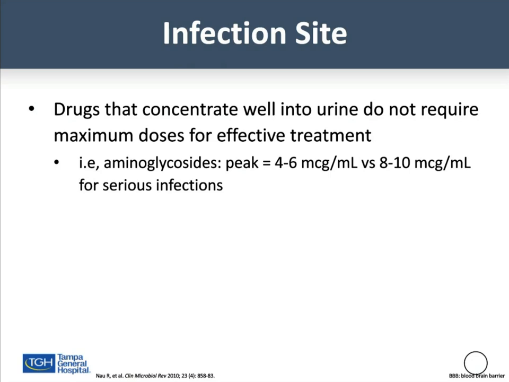You don't need to be shooting for aminoglycoside peaks of 12 to 15 when aminoglycosides at baseline concentrate in the urine so well. So when you look at different dosing algorithms, different dosing guidelines, you'll see that the peak targets for aminoglycosides, gentamicin and tobramycin, for example, are going to be lower than for a systemic infection. That's just because these drugs concentrate into that area of the body so well that you don't need to be potentially putting your patient at risk for side effects from giving them too much of an aminoglycoside dose.